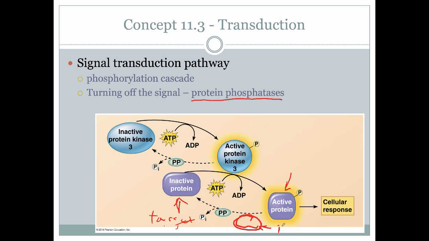So this is, I'll just say PP. This is a protein phosphatase. And what they do is they do the reverse of what protein kinases do. They dephosphorylate proteins. And what that means is they just remove the phosphate. So cut it off, and they revert the protein back to its original form. So protein phosphatases will basically turn off signals. So in this case, they're turning off this active protein.